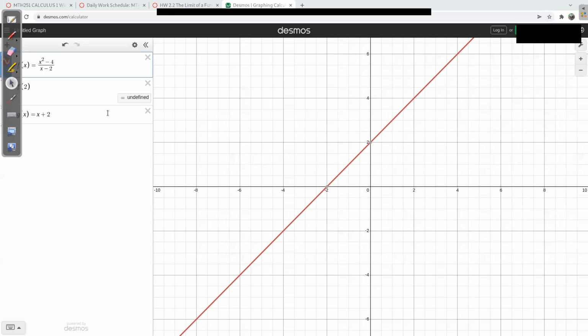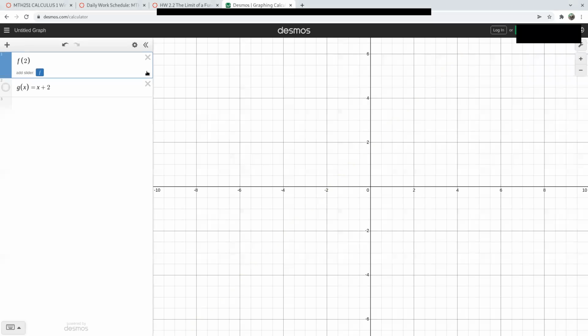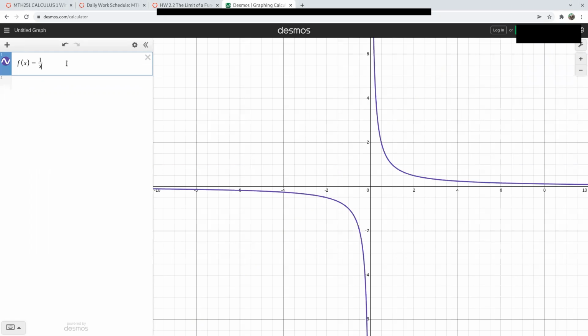So let's look at the graph of that. New function, f of x equals 1 over x. And as x goes to 0 here, as we pick smaller and smaller numbers, the y value gets bigger. So if we plug in 1, we get 1. If we plug in a half, we get 2. If we plug in a quarter, we get 4. If we plug in a tenth, we would get 10, and so on.